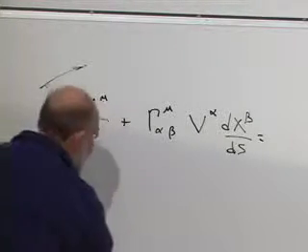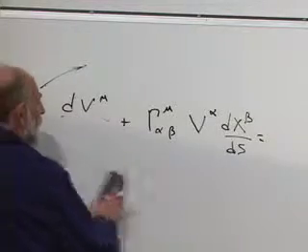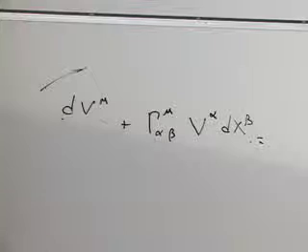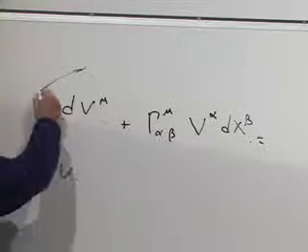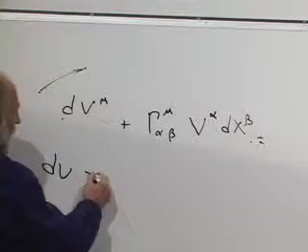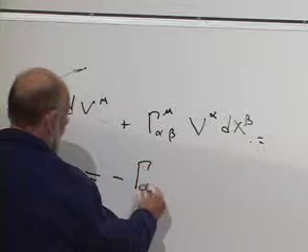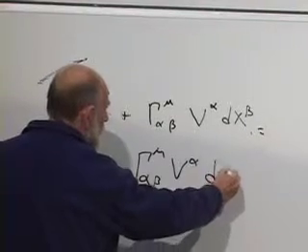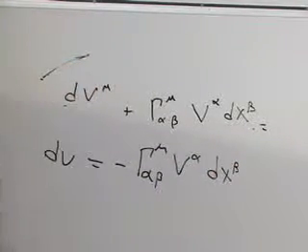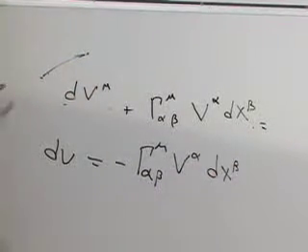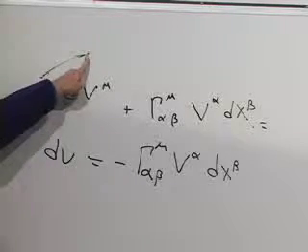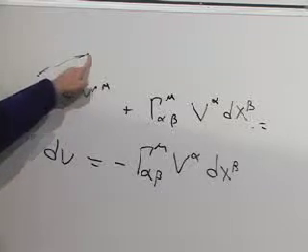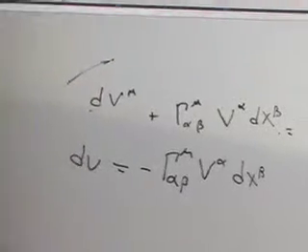I don't need the ds here. The ds is not playing any role. Just divide through by it. What it says is that the change in the vector v going from here to here is equal to minus gamma alpha beta mu v alpha dx beta. That's the formula for the change of the vector in going from here to here. Now, what do you think the change in the vector would be if I parallel transported it to here and then parallel transported it right back?